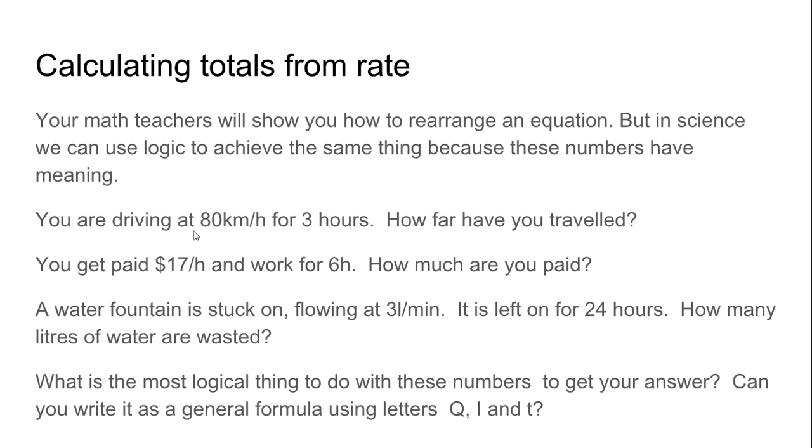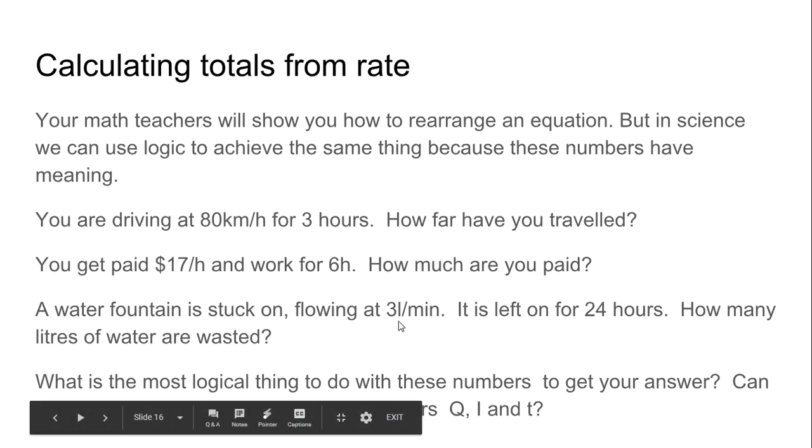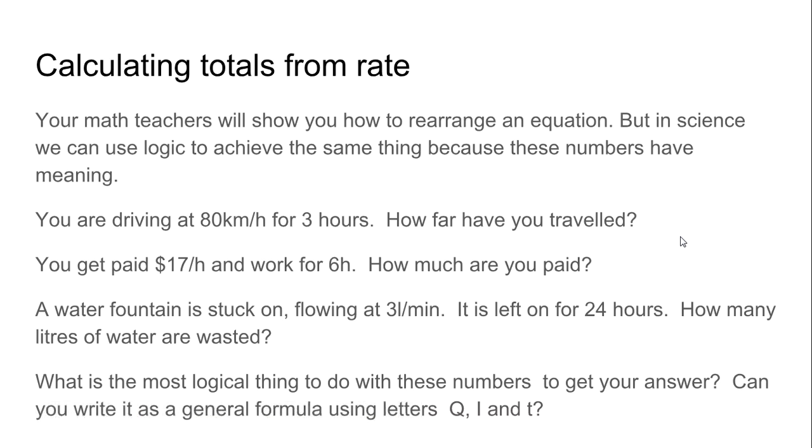Common sense. You get paid $17 an hour and work for 6 hours. How much are you paid? A water fountain is stuck on, flowing at 3 liters a minute. It is left on for 24 hours. How many liters of water are wasted? What are you going to do with these numbers to get your answer? Can you write it down as a general formula using the letters Q, I, and T, what you're going to do?